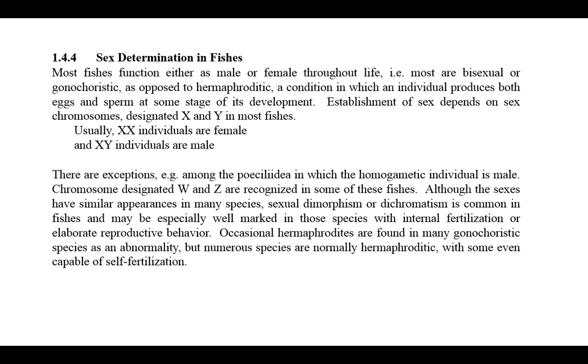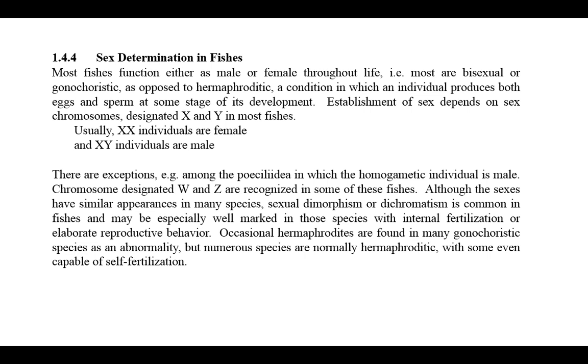Most are bisexual, or gonochoristic, as opposed to hermaphroditic, a condition in which an individual produces both eggs and sperm at some stage of its development. Establishment of sex depends on sex chromosomes designated X and Y in most species. Usually XX individuals are female and XY individuals are male.